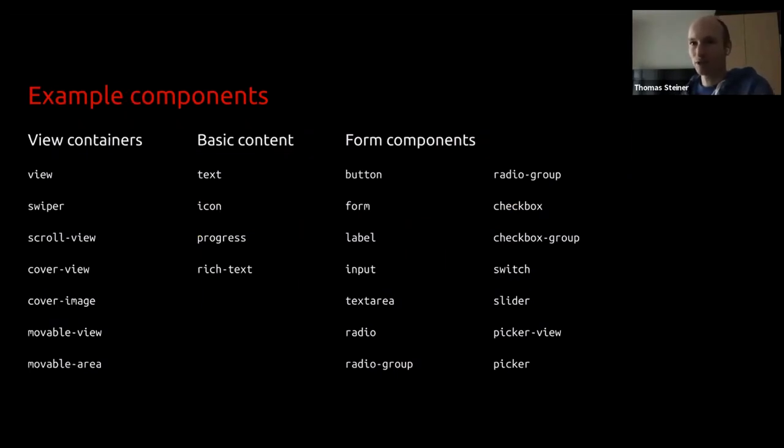Just for you to get a feeling for what kind of components are available, you have from Alipay view containers, basic content, form components, and just randomly looking at things, you have checkboxes, switches, text areas, progress, rich text, scroll views, cover image, movable view, and so on. So there's a lot of components that are already available. I just showed map and video, audio, and so on. So this list is by no means complete. I just had to stop somewhere because the slide would have been too full.